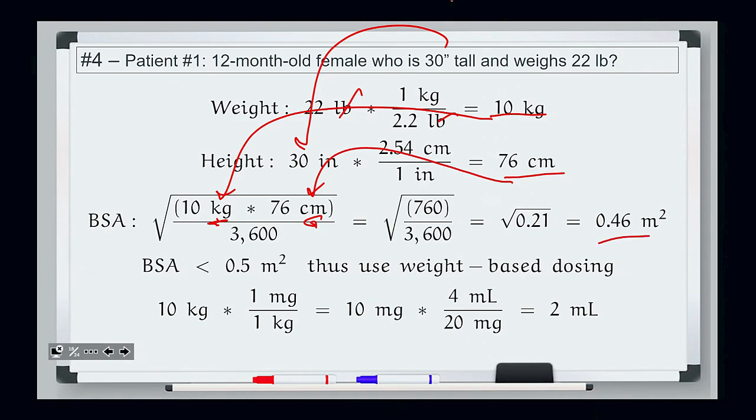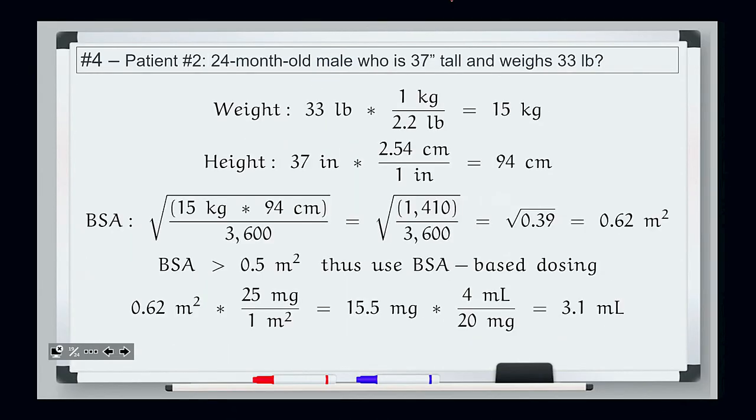And since that is less than 0.5, we're going to use weight-based dosing. The weight-based dosing was 1 milligram per kilogram. So remember to use the weight in kilograms times 1 milligram per kilogram, which gives me 10 milligrams. Then the last thing was to convert that to how much drug solution to use. The concentration of the solution was 20 milligrams per 4 mLs, and that was given in the question. So to get a volume, I need to multiply the milligrams times 4 mLs over 20 milligrams, so that milligrams cancel. And clearly, to provide that, I need 2 milliliters.